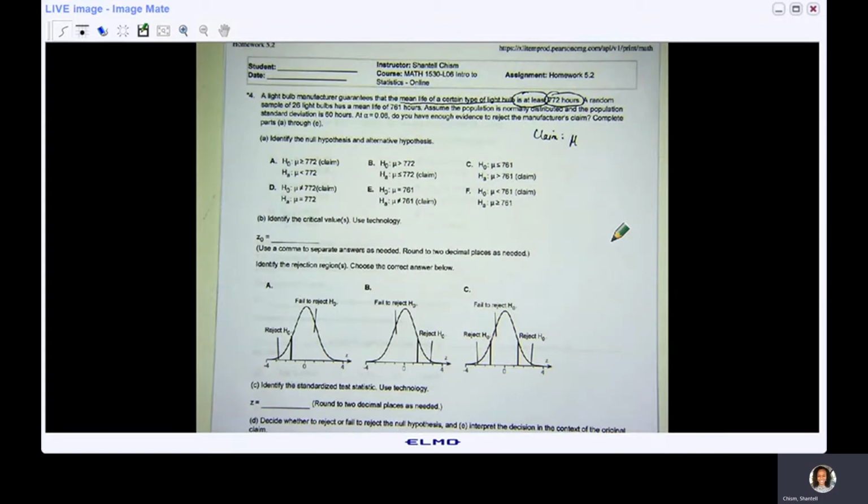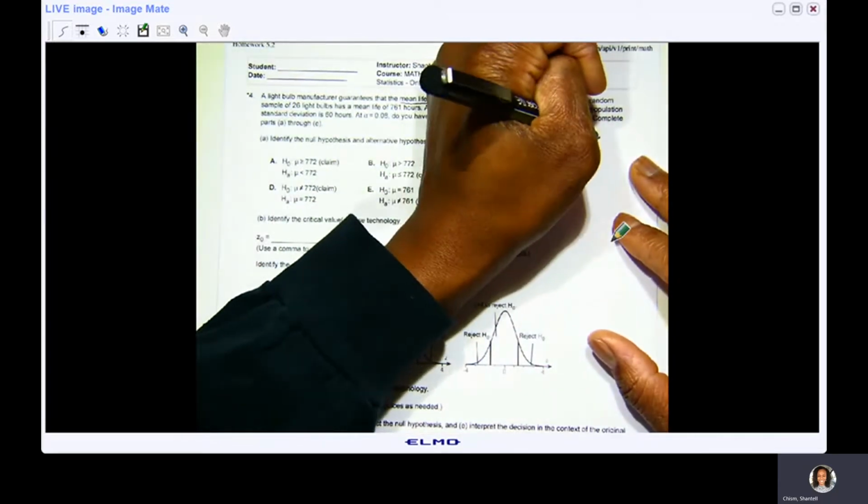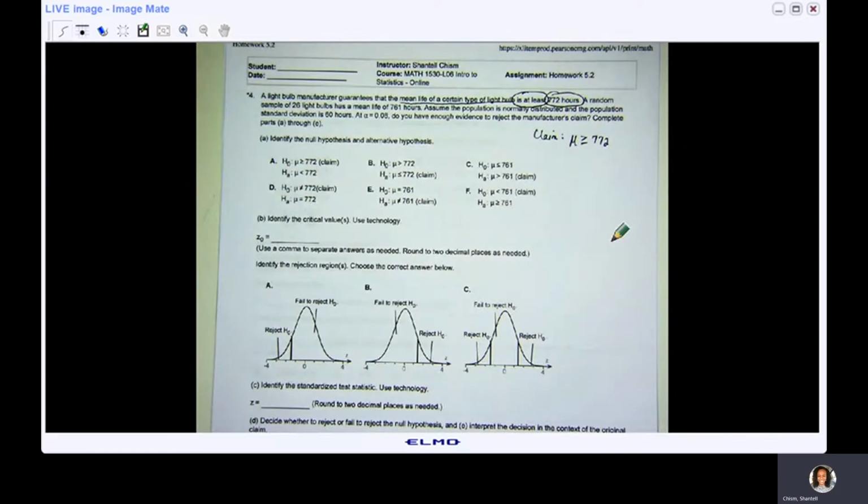So you have to make sure you understand how to translate English to mathematical statements. You need to understand what "at least" means so that you use the correct mathematical symbol. At least means this is the smallest or lowest value, and anything bigger than that. So at least means greater than or equal to 772. That is our claim. 772 is the floor, and we're talking about all values 772 and above.